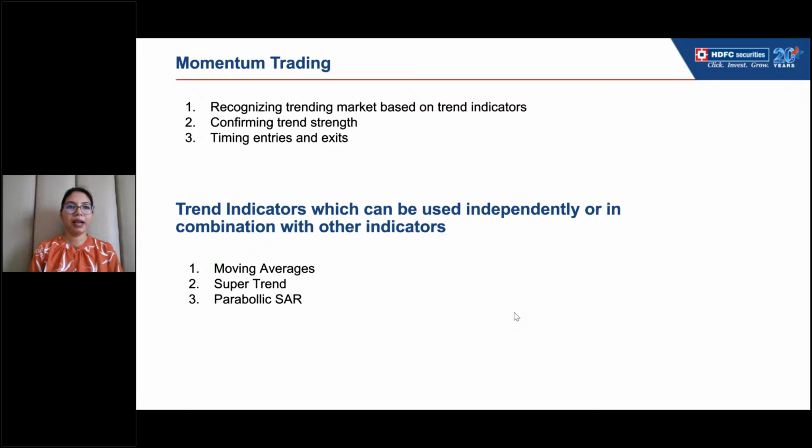In momentum trading, what do we have to do? First, recognizing trending market based on trend indicators. Next, confirming the trend strength, and third is timing entries and exits. So first of all we have to find out if the market is trending or not, okay.